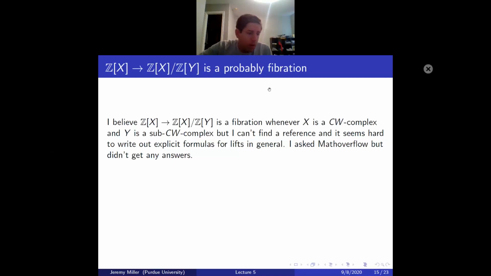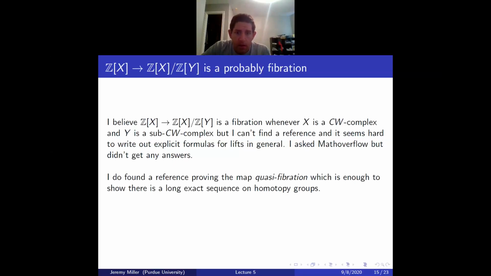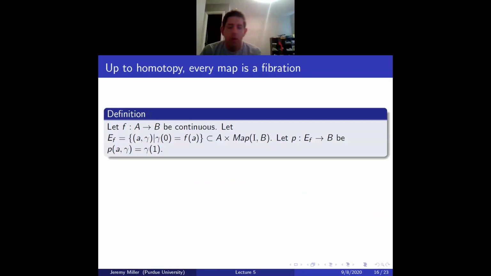Okay. So I don't see how to prove that this is a fibration. So we're going to try to prove it's a slightly weaker thing called a quasi-fibration. It's probably a fibration, but unfortunately my reference proving it's a quasi-fibration has a mistake, but I think it's still fine. So what's the idea of a quasi-fibration? The idea of a quasi-fibration is you ask yourself, what should the fibers be if the map were a fibration? And then you say that the fibers need to be homotopy equivalent to what the fibers should be.